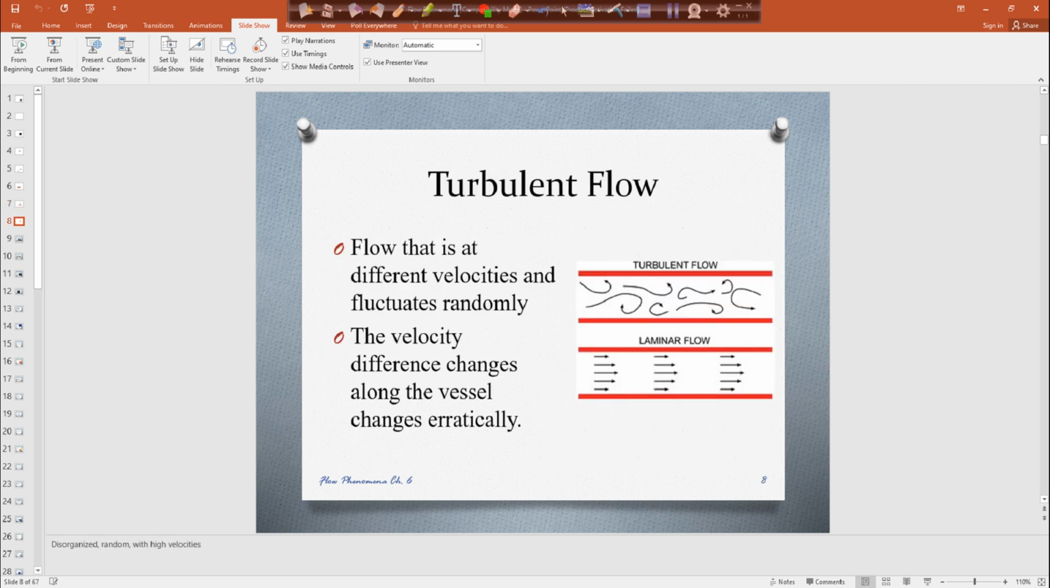And then finally we have our turbulent flow. This is where we have different velocities that fluctuate randomly. So nothing consistent. The velocity differences change along the vessel, changes erratically.